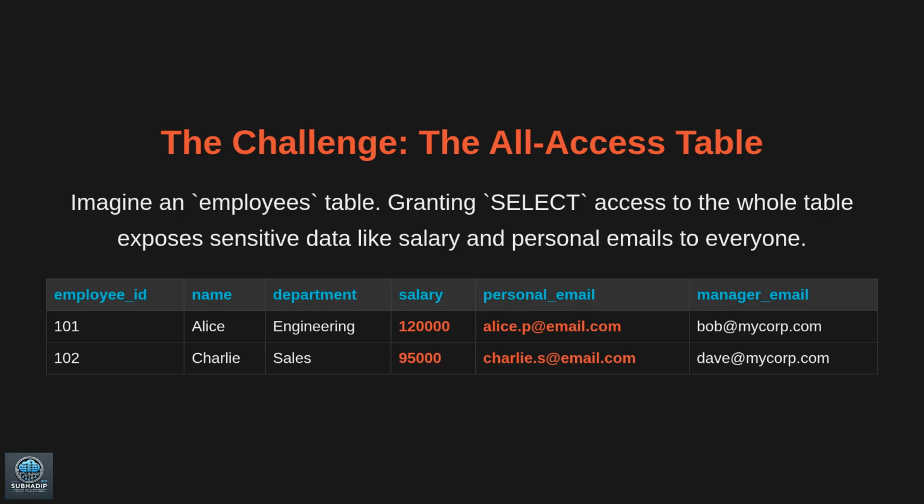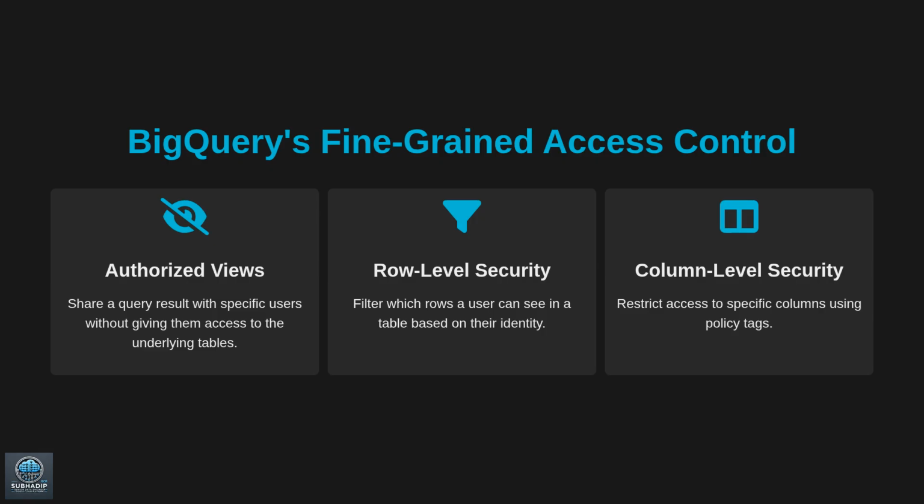We have an employees table containing public information like name and department, but also highly sensitive data like salary and personal email. Giving analysts direct query access to this table is a huge security risk. BigQuery provides a suite of tools for fine-grained access control. We will focus on authorized views for controlling column access and row-level security for filtering rows. We will also briefly touch on column-level security, which uses policy tags.